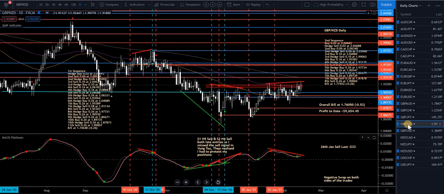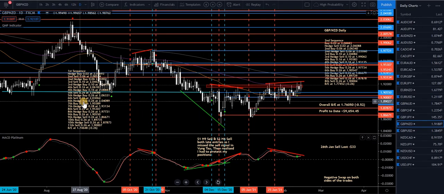Pound New Zealand, not going so well. What happened? My last trade was this sell in here. There's a sell trade, and I closed it once I got this buy signal in here. Not a valid buy signal, but enough for me to get out before it hit the stop. So I took a hit on the sell. So 26th of January, sell loss $33.